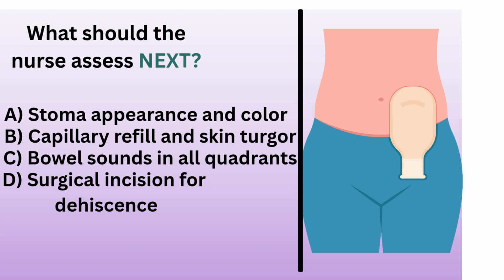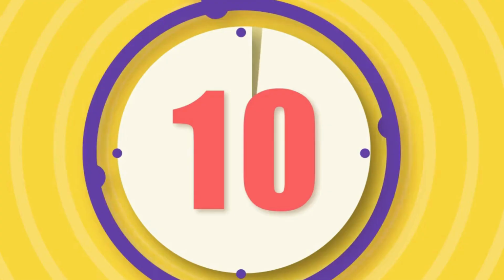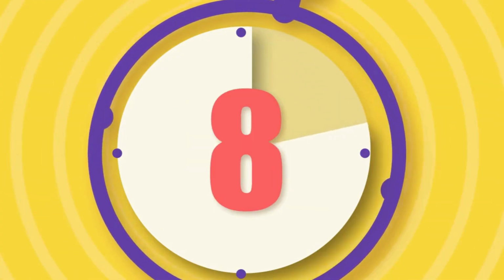And he ate 75% of their meal yesterday. What should the nurse do next? A, check the stoma for appearance and color. B, check capillary refill and skin turgor. C, check bowel sounds in all quadrants. Or D, check the surgical site for dehiscence. You have 10 seconds to select an answer.